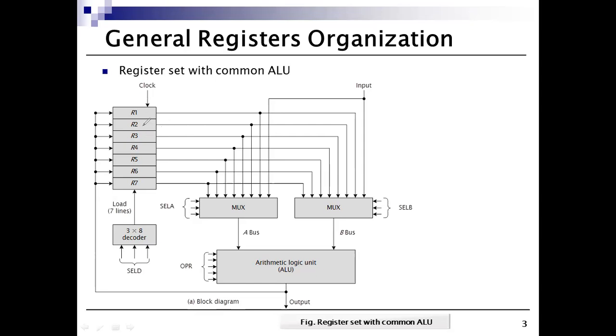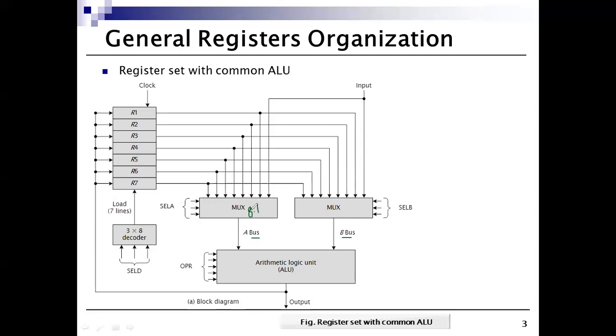So here 7 registers are connected via 2 multiplexers to form 2 buses, A and B buses. Okay, so the A bus is used to supply the first operand, and the B bus is used to supply the second operand. So either the first or second operand is one of the registers. Okay, so I have 8x1 muxes available here, 2 8x1 muxes.